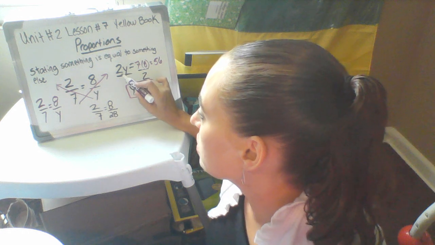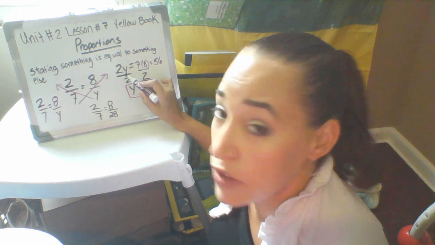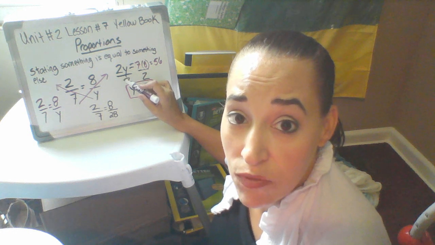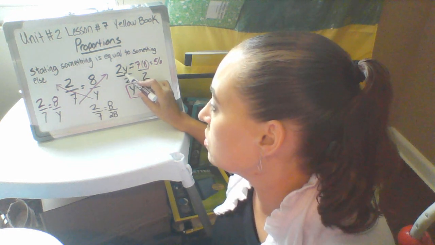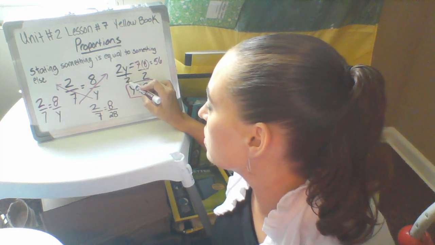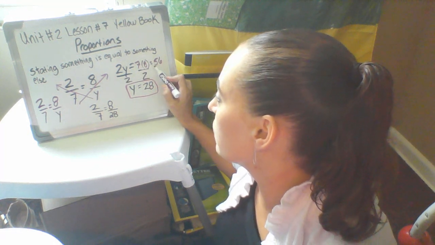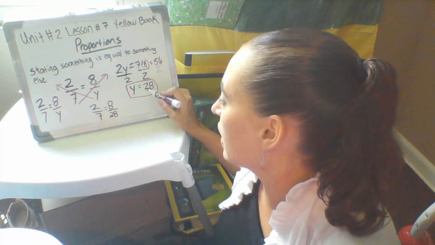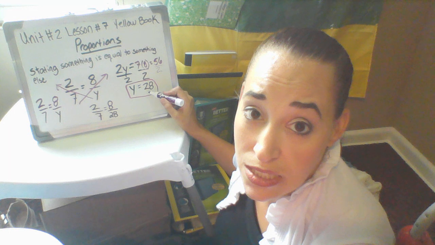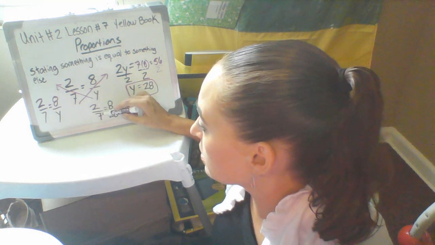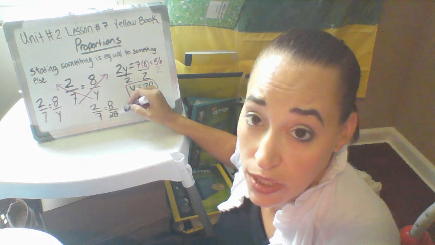If we have a number attached to a variable, we need to isolate that variable. And the way we isolate the variable, if you have multiplication, you need to perform the function of division. So I divide by 2. I know 7 times 8 is 56, so I divided 56 by 2, and I got y equals 28. So what this statement's saying is 2/7 equals 8 over 28.